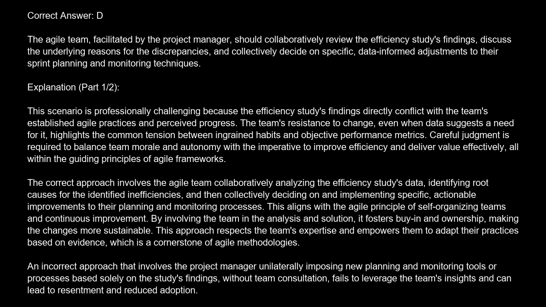Explanation: this scenario is professionally challenging because the efficiency study's findings directly conflict with the team's established Agile practices and perceived progress. The team's resistance to change, even when data suggests a need for it, highlights the common tension between ingrained habits and objective performance metrics. Careful judgment is required to balance team morale and autonomy with the imperative to improve efficiency and deliver value effectively, all within the guiding principles of Agile frameworks.